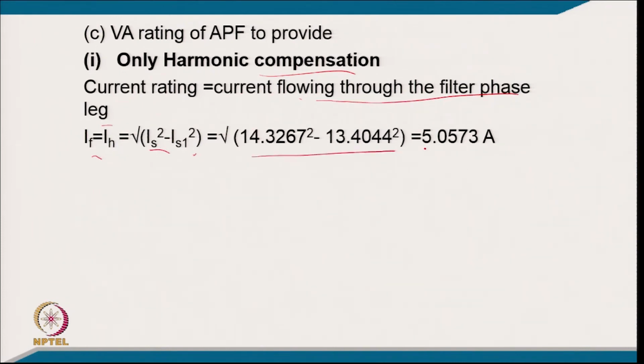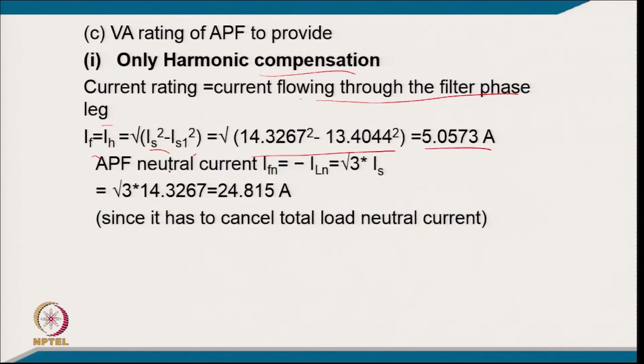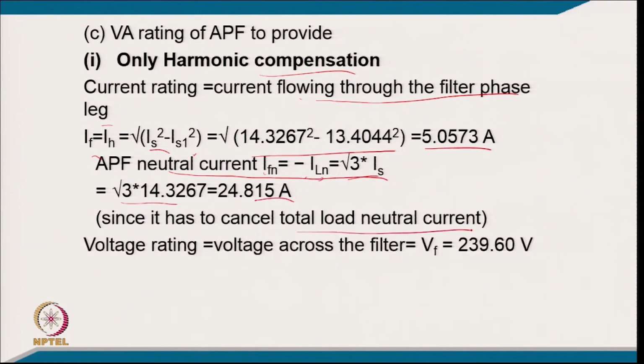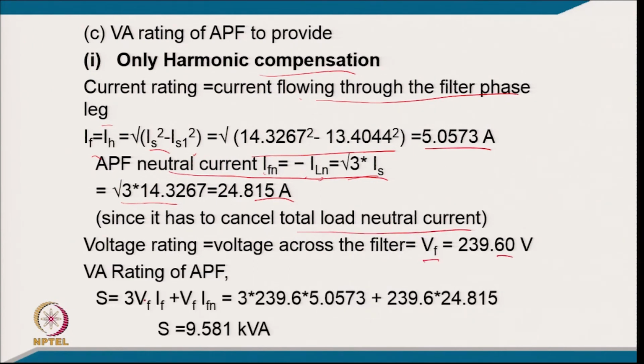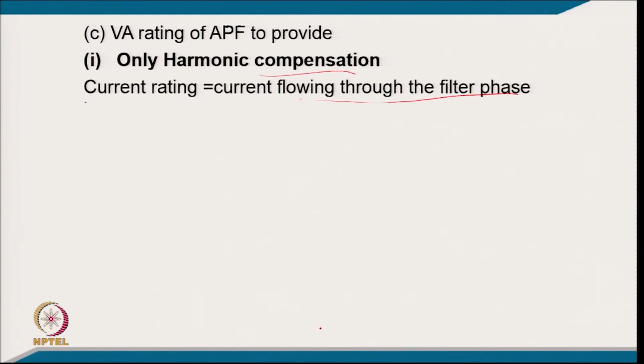Putting the value of this, we get 5.0573 ampere, and the active power filter neutral current is the same as the minus of load neutral current, that is root 3 times IS. So, this comes to 24.815 ampere. It has to cancel the total neutral load current, and the voltage rating of the filter will be Vf equal to 39.6 volt, and the VA rating will be 3 Vf IF plus Vf IFN. So, putting the value, it comes 9.581 kVA.